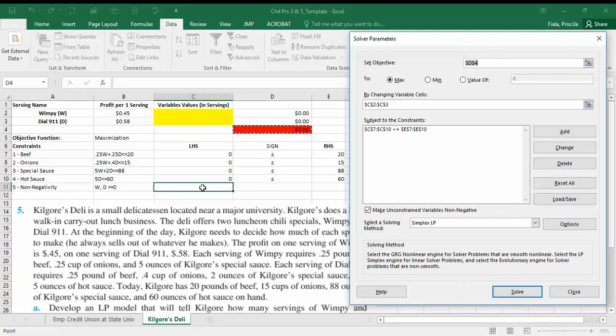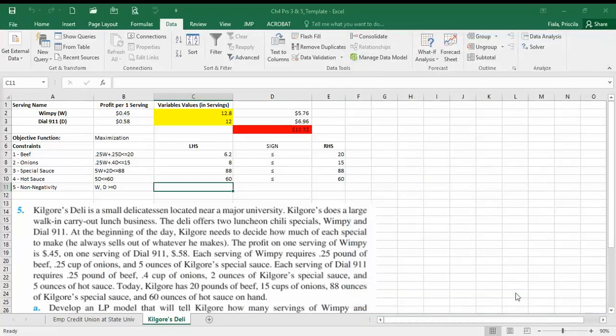Equals W plus D, it's higher or equals than 0. You don't need to, let's just leave it and make unconstrained variables non-negative. And right here, you leave it as simplex LP, which I told you that's the one we're using for this class. And then we're gonna hit solve and hope that it gives us a solution. So hit solve, and it gave us a solution.